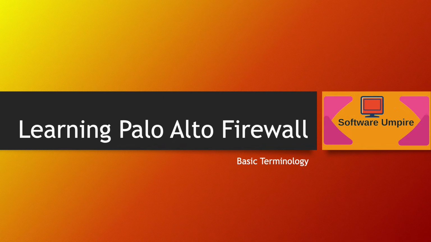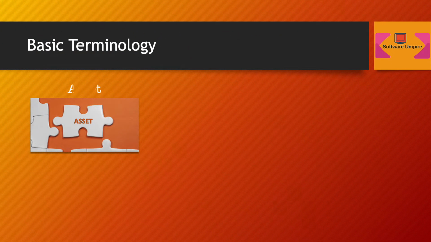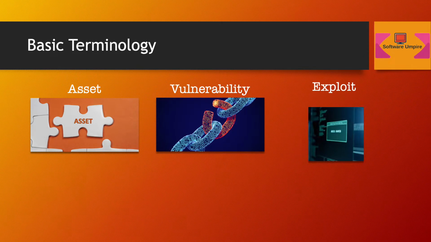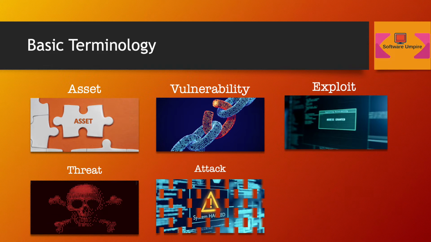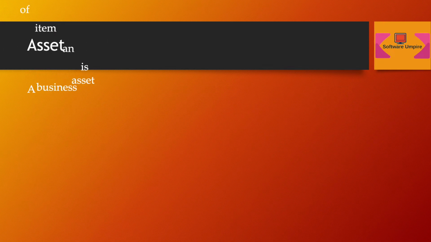In this chapter, we will discuss common terms used in network security. Some of the basic terms are asset, vulnerability, exploit, threat, attack, and countermeasure. First, we will discuss asset.